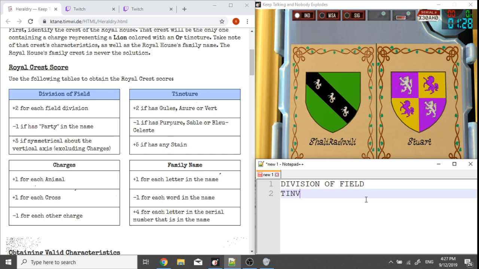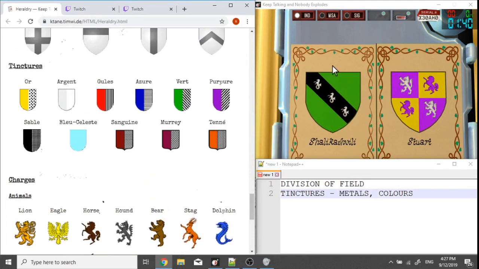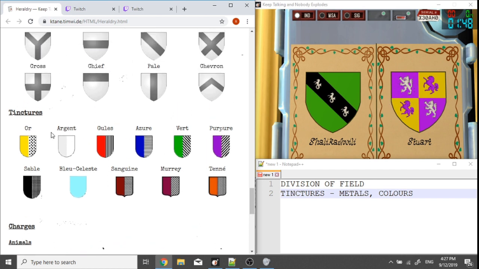Tinctures. There are two main types of tinctures: metals and colors. Tinctures are essentially the color that each object on the crest and each field has. Metals for this module are just or and argent. Colors are everything else. There are three special colors: sanguine, murrey, and tenne, and these are referred to as stains, and I'll go through what's special about them later on.